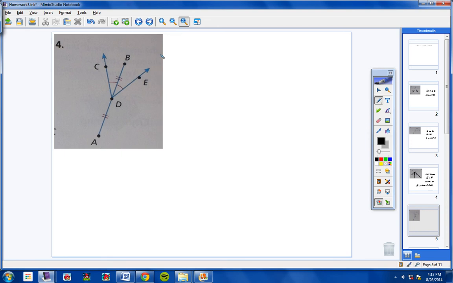Let's see, number 4, I could also state, let me look it over here. D is the midpoint of segment AB. Alright, so here's segment AB, that whole segment. Notice from here to here, I have 2 marks, and from here to here, I have 2 marks. So D is right in the middle. D is the midpoint of AB.